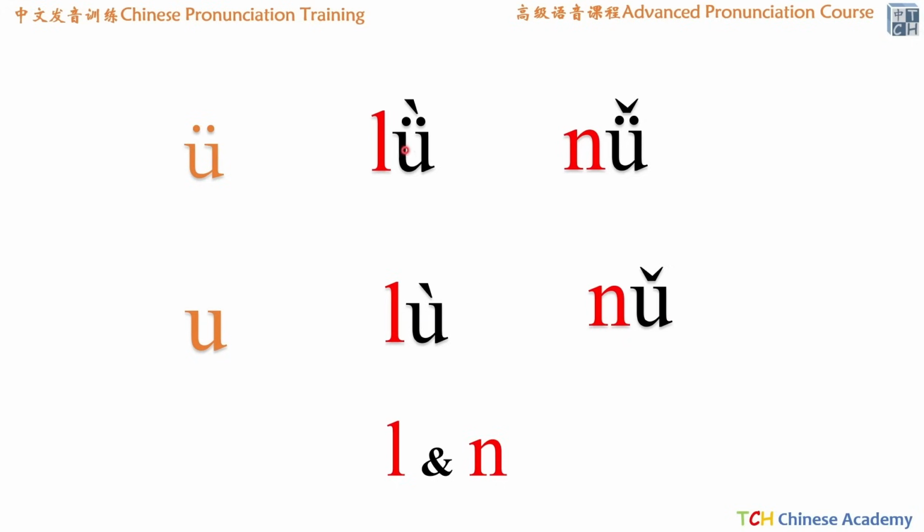Now try one more time. This one, ü, l, ü, lü. N, ü, nü. And u, l, u, lu. And n, u, nu. Fortunately, it's just these 2 initials and we don't have a lot of words, so it is pretty easy to remember.